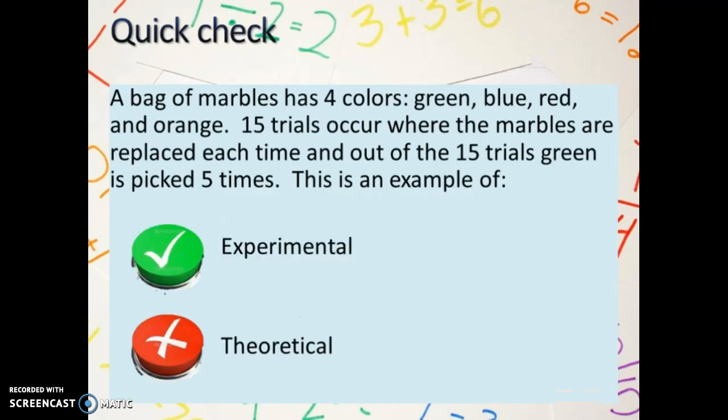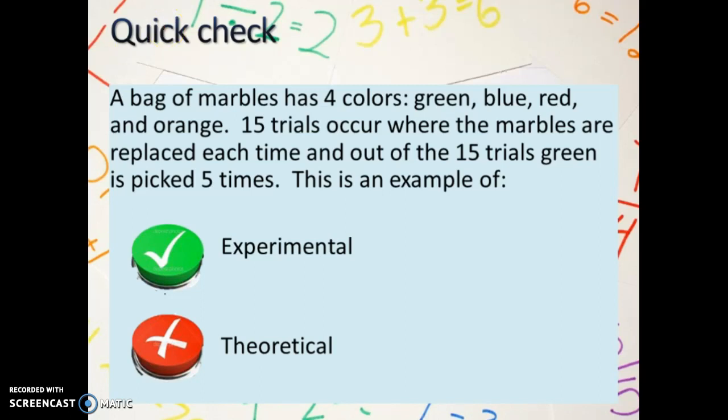Go ahead and answer this quick check. A bag of marbles has 4 colors: green, blue, red, and orange. 15 trials occur where the marbles are replaced each time, and out of the 15 trials, green is picked 5 times. Would this be an example of experimental or theoretical?